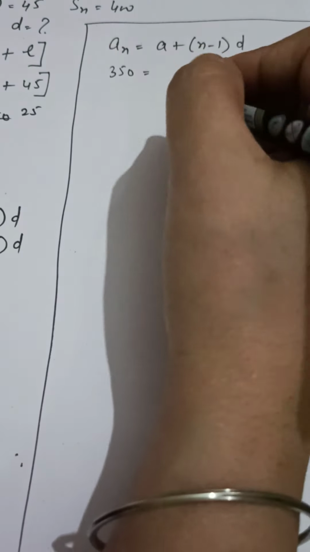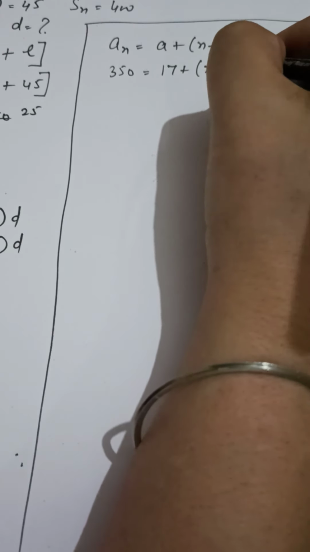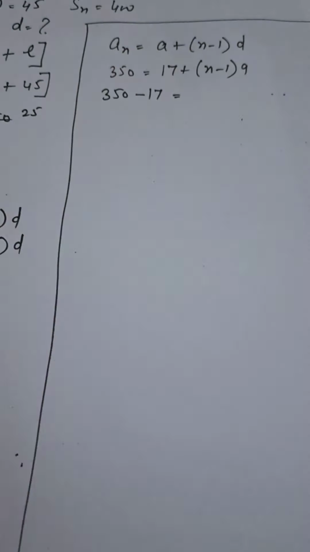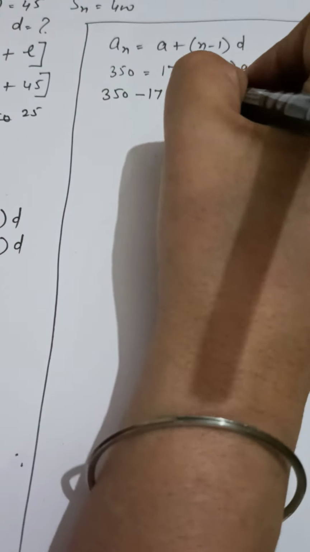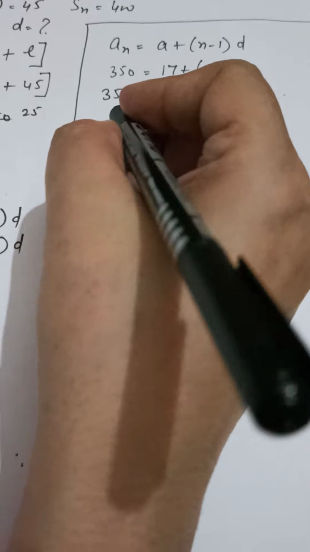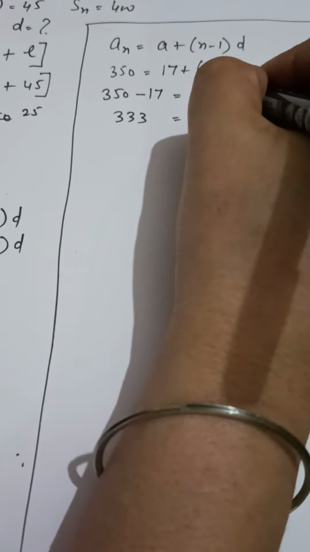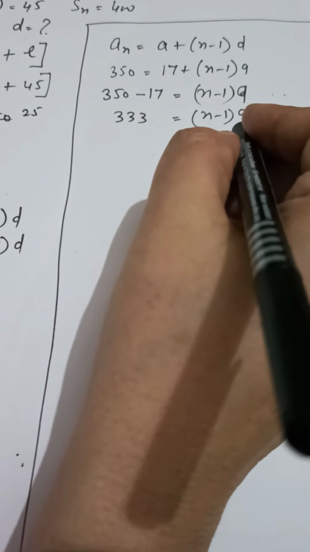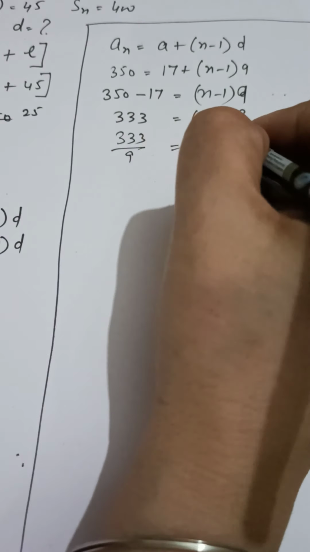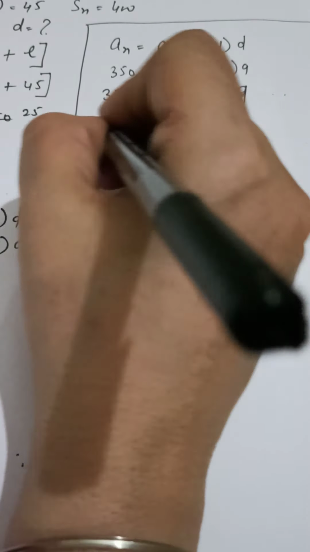350 is equal to 17 plus n minus 1 into d. D is 9. So 17 moves to the left-hand side, that becomes minus 17. When we subtract these, we get 333 is equal to n minus 1 into 9. 9 is multiplied here, so moving to this side it will divide. 333 over 9 is equal to n minus 1. So this becomes 37 is equal to n minus 1.